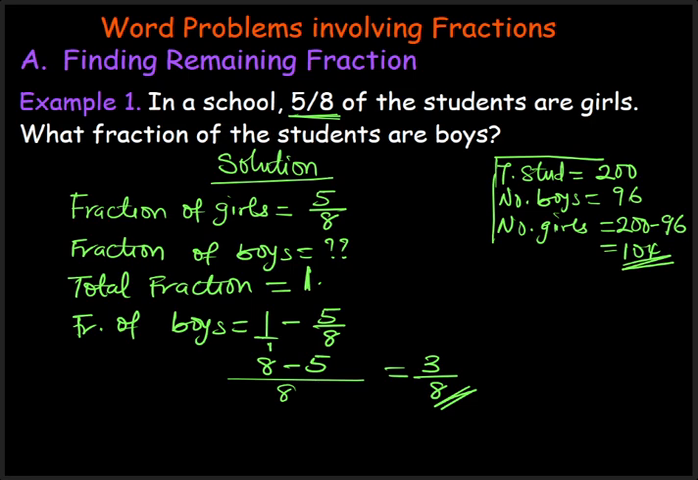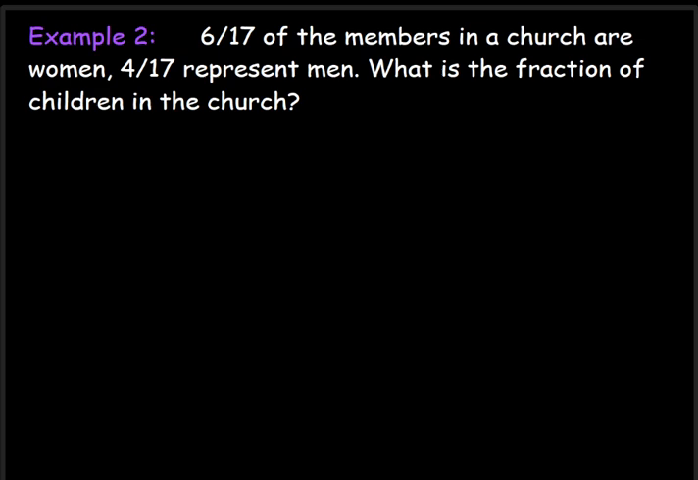Okay, so let's move to number 2. 6 over 17 of the members in a church are women. 4 over 17 represent men. What is the fraction of children in the church? Okay, so let's see the solution.